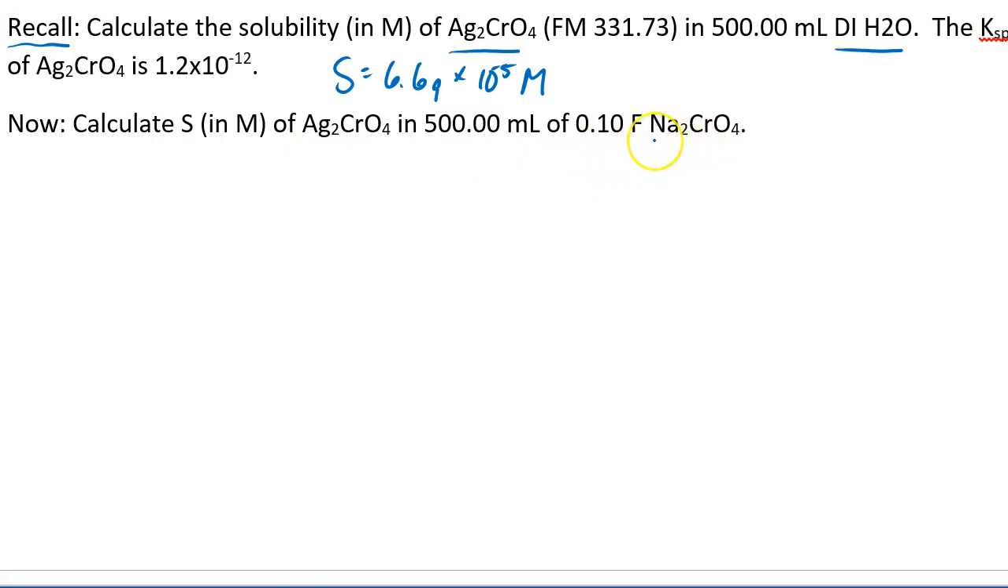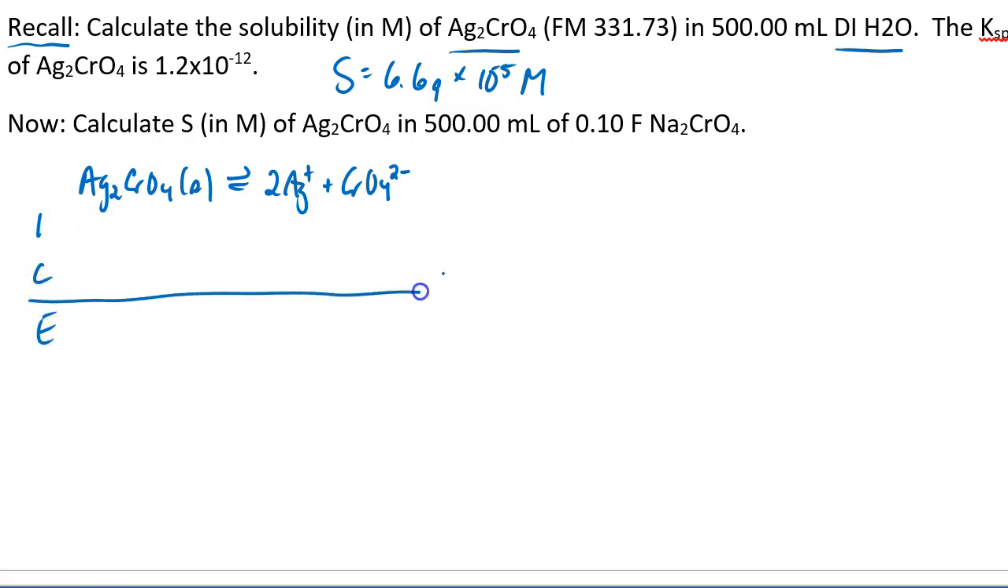sodium chromate. Again, no matter what problem I'm faced with, I'm going to write down the reaction first. Silver chromate is in equilibrium with 2 moles of silver and 1 mole of chromate. And I'm going to set up an ice table. And again, just to be very clear, I am going to sketch our initial conditions. Again, we might have a jar of silver chromate on the lab bench.